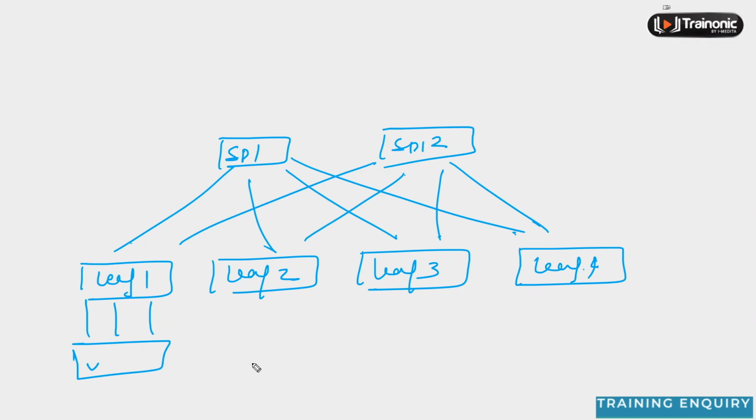So mostly in this case, the traffic goes more east to west. When the traffic has to go from east to west, this spine leaf type of architecture is comparatively better to have.